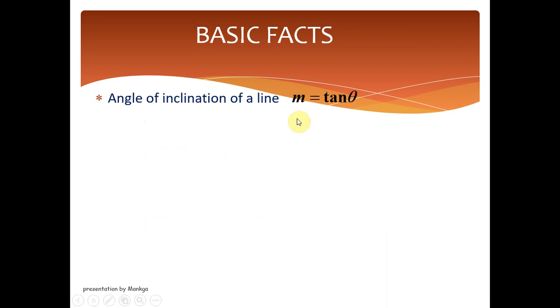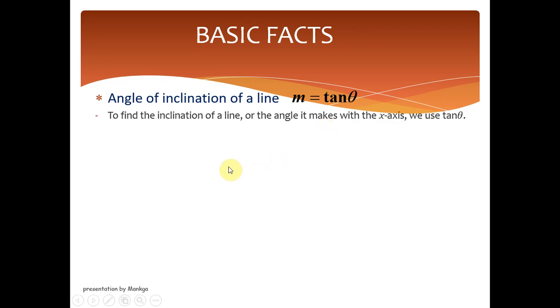Secondly, angle of inclination. Let us look more at angle of inclination. The angle of inclination of a line with gradient m is given by what? Tan theta. This is the formula that we use to get the angle of inclination. M represents the gradient, theta is the angle of inclination, and we know tan is given by opposite over adjacent. That's why we get the angle of inclination.